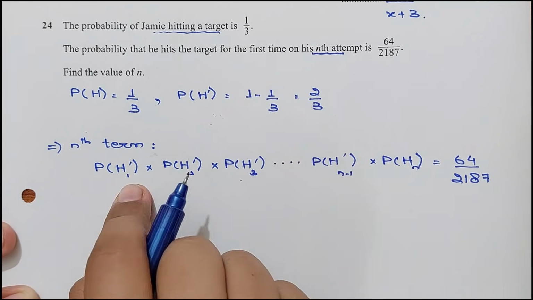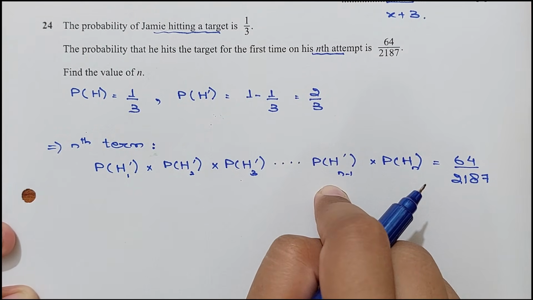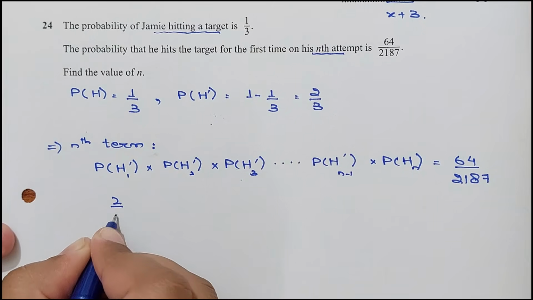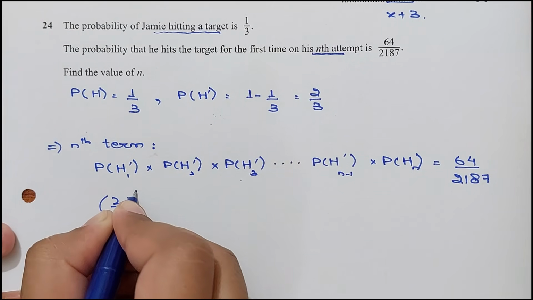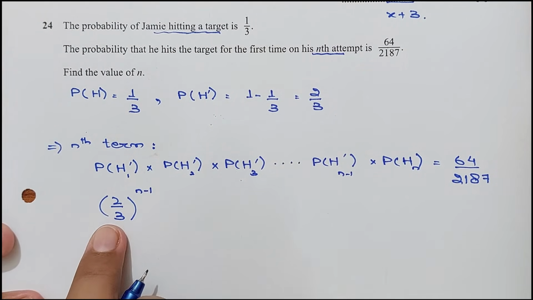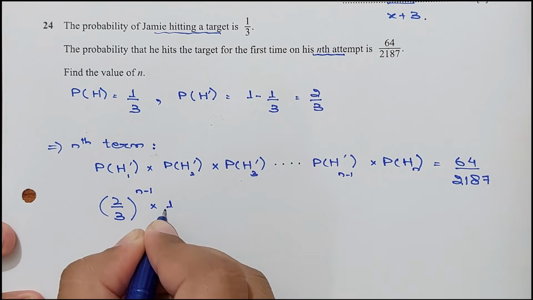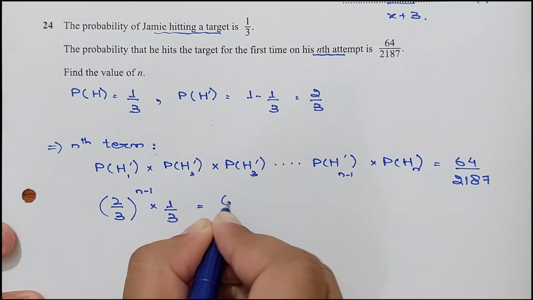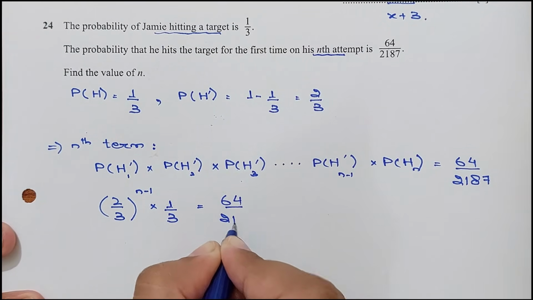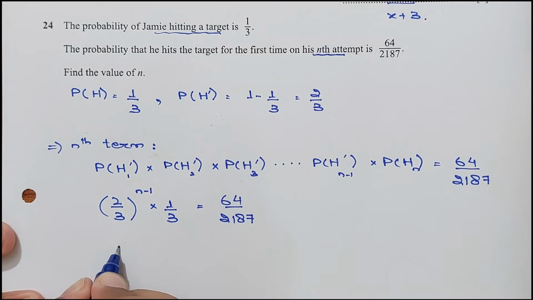Right. Okay, so probability of not hitting is, we have given 2/3. So this is 2/3, 2/3, 2/3 and so on till n minus 1. So it means 2/3, its whole power is n minus 1. Till n minus 1th attempt he did not hit the target, right? And at nth attempt he hit the target, which is 1/3. This would be equals to 64 over 2187, right? Let me solve for n.